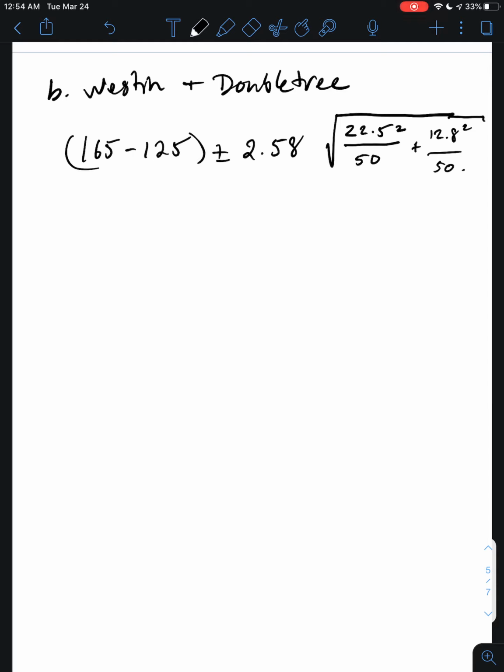All right, so we just grind this calculation out. This one part is easy. 165 minus 125 is 40, plus or minus 2.58 times. We have to fire up our calculator for this. 22.5. I am not going to go through every step. I am just going to quickly calculate a few things here.